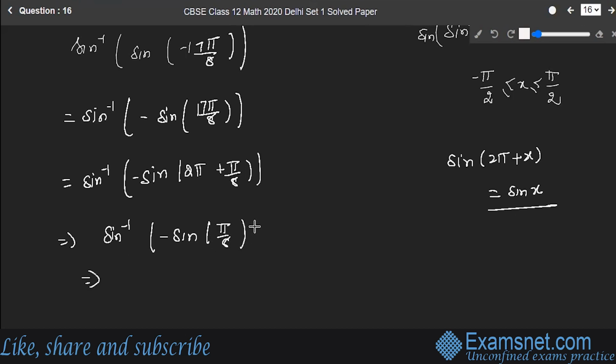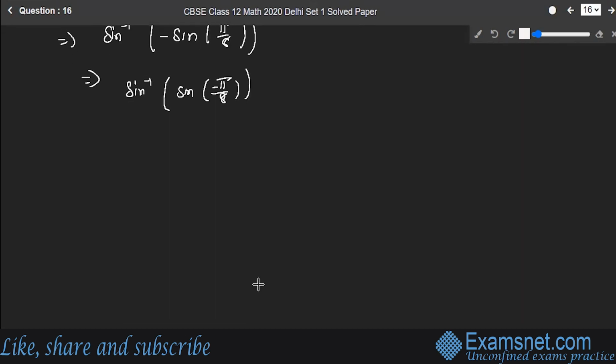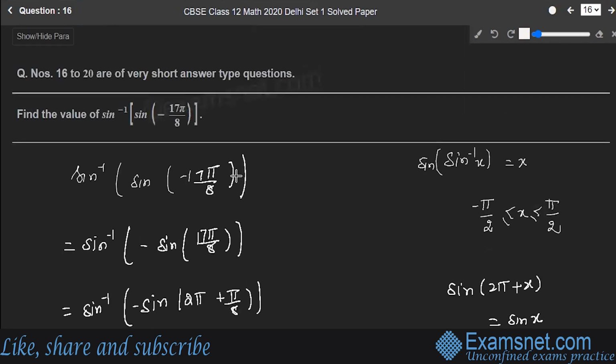Now this can further be written as, I'll take the minus sign inside, sine inverse sine minus pi by 8, right? That means this is simply equal to minus pi by 8. This is the answer to the question. Hope you got that. So this answer is equal to minus pi by 8. Right, let's move to the next question, number 17.